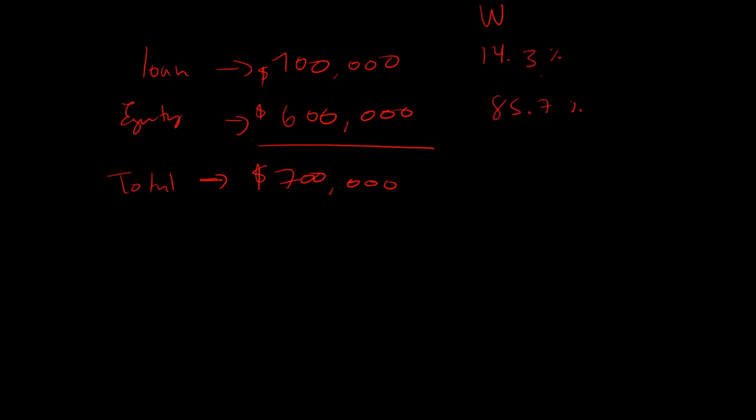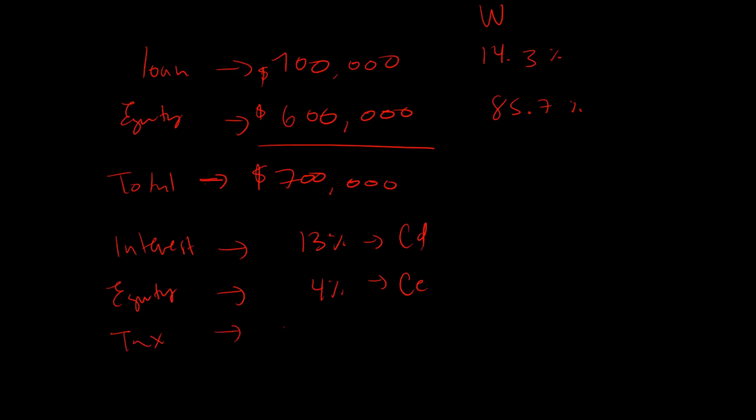Now we need to add the interest rates. And we know the interest, how much was it? 13%. And we have the equity cost at 4%. So this one will be cost of debt, and this one will be cost of equity. Okay? And we have the tax, and the tax is 30%.